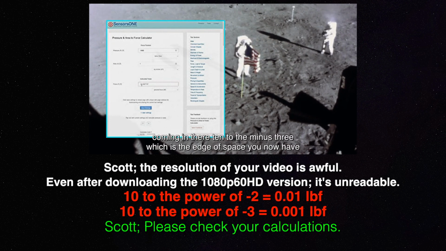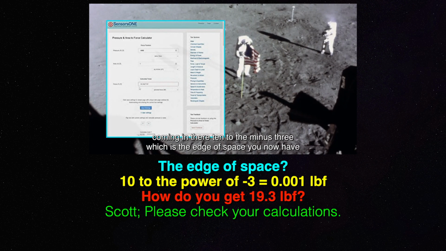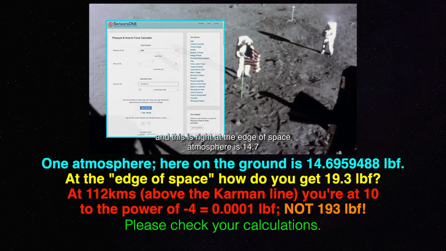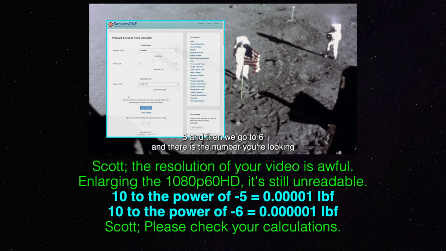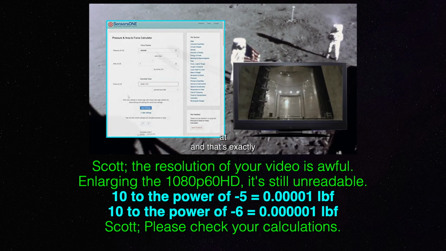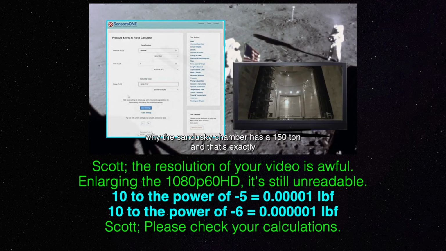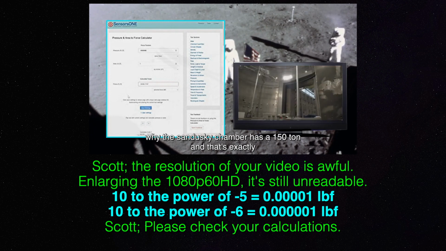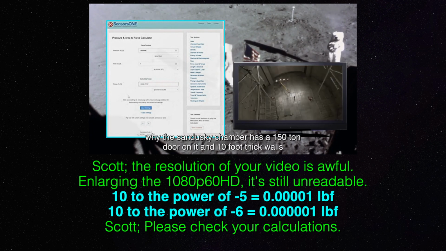10 to the minus 3, which is the edge of space, you now have 19.3 pounds of force per square inch. 1 atmosphere is 14.7, and this is right at the edge of space. When you hit 70 miles up, you are at 10 to the minus 4, and now it's 193 pounds of force per square inch. Now you hit 5, and then we go to 6, and there is the number you're looking at, and that's exactly why the Sandusky chamber has a 150-ton door on it and 10-foot thick walls.